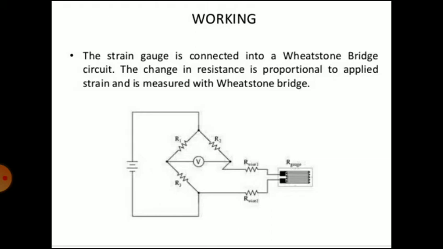So when the stress or strain is applied on that component, there is a change in resistance, and that change in resistance can be measured with the help of the Wheatstone bridge circuit. So you will get a voltage, and that voltage is calibrated in terms of strain. So that is regarding the working of the strain gauge.